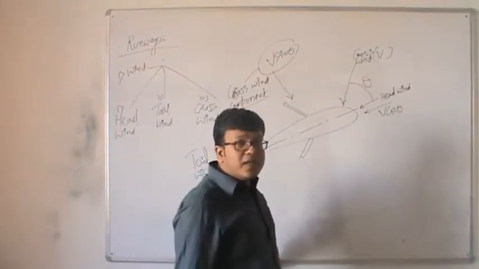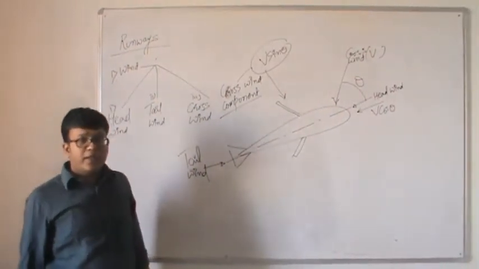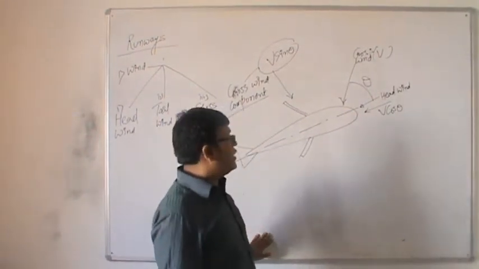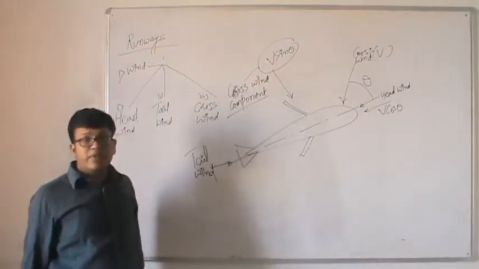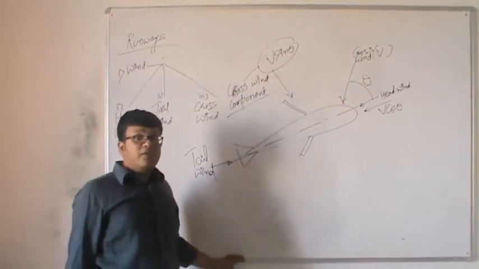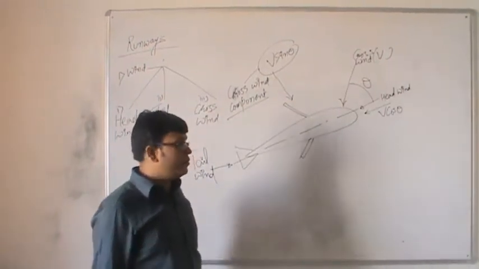We always desire to orient the runway in the direction of the wind in which it is prevailing. The direction in which the wind is prevailing, in that particular direction we desire to orient the runway. Why? Because we want to take advantage of the force which is created due to the wind.